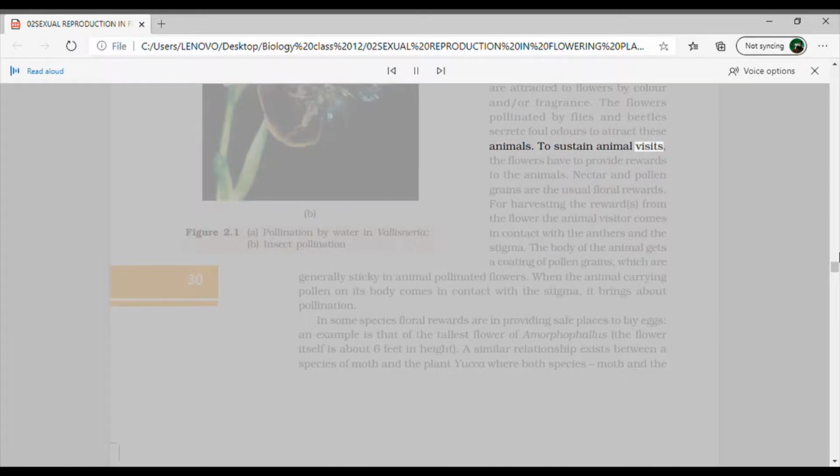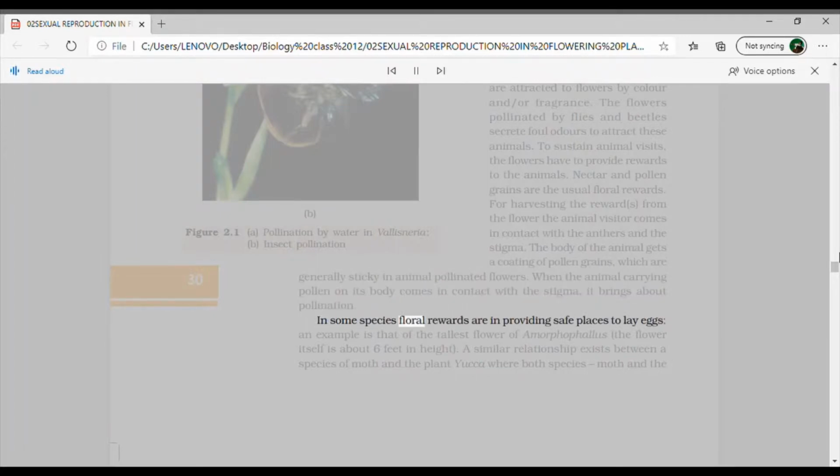To sustain animal visits, the flowers have to provide rewards to the animals. Nectar and pollen grains are the usual floral rewards. For harvesting the rewards from the flower, the animal visitor comes in contact with the anthers and the stigma. The body of the animal gets a coating of pollen grains, which are generally sticky in animal-pollinated flowers. When the animal carrying pollen on its body comes in contact with the stigma, it brings about pollination.